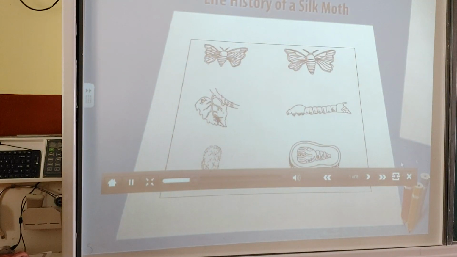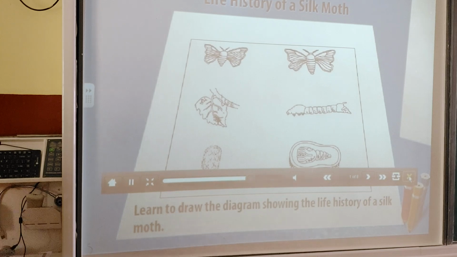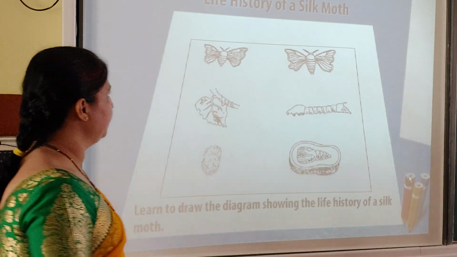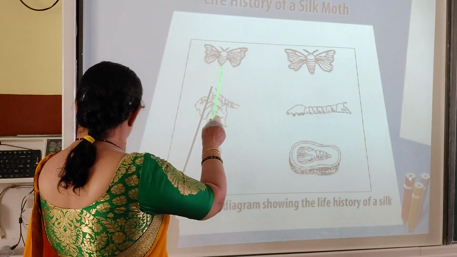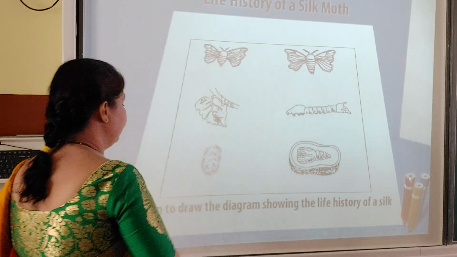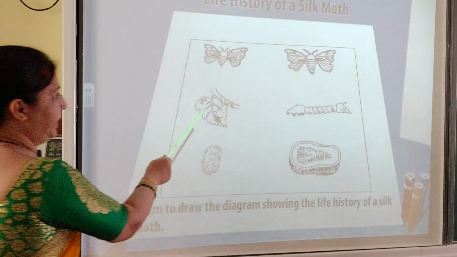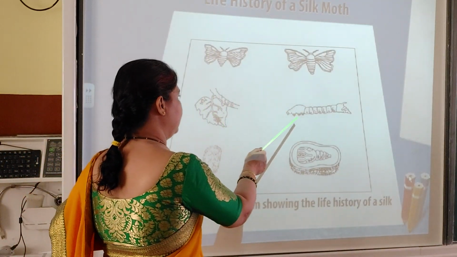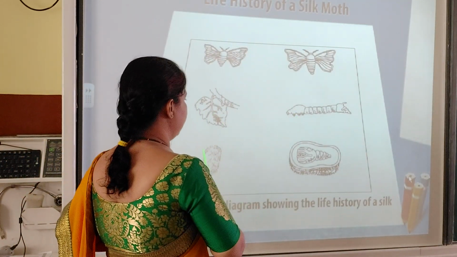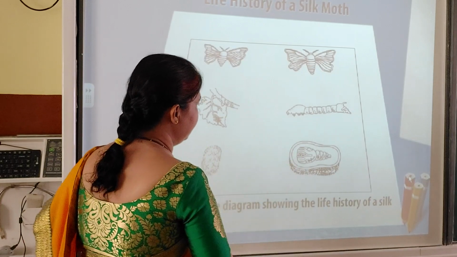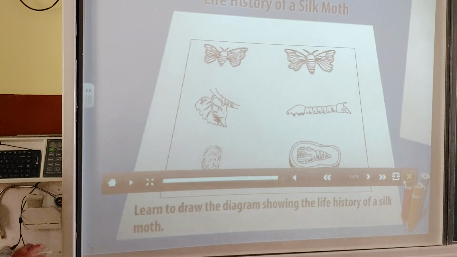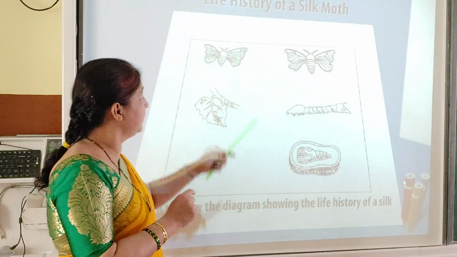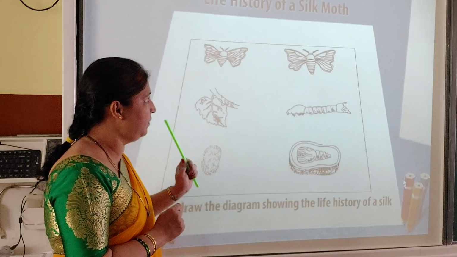Life history of a silk moth. Now here, this is the life history of the silk moth that you have to draw. Okay, so this is a male silk moth, and this is a female. These are mulberry leaves. This is a silk moth. This is a cocoon, and inside this you have a silk moth. So let us see how to draw it. This diagram also you have to draw. These are the different stages of the life history of the silk moth.